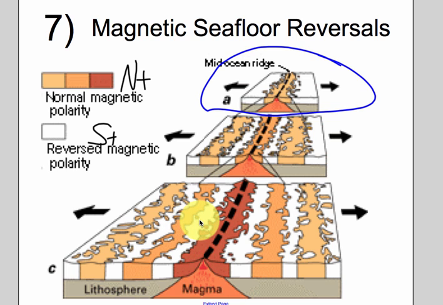the south, positive to the north, and then we go to the other side of the spreading zone, and it would be the exact same positive trend going on. Kind of confusing, but magnetic seafloor reversals.